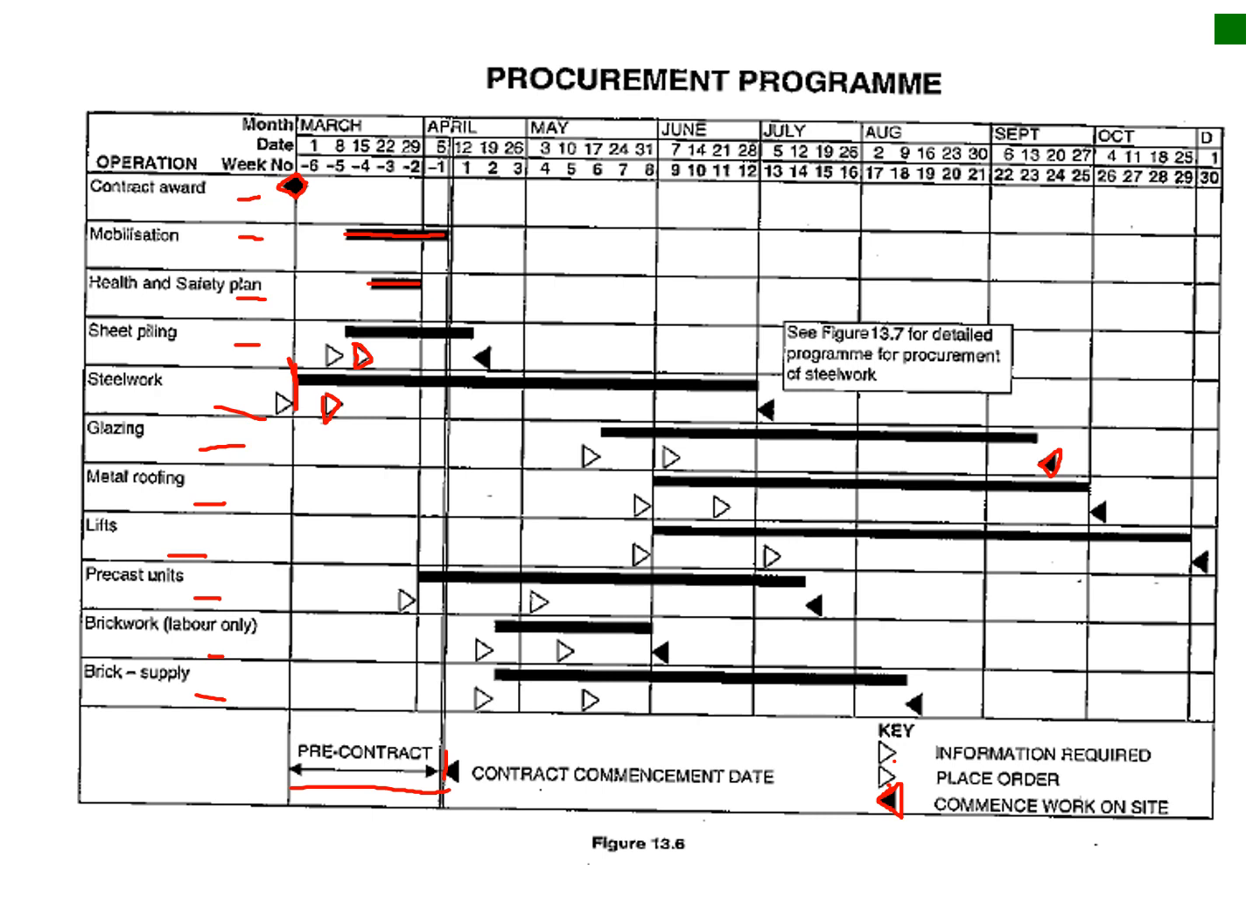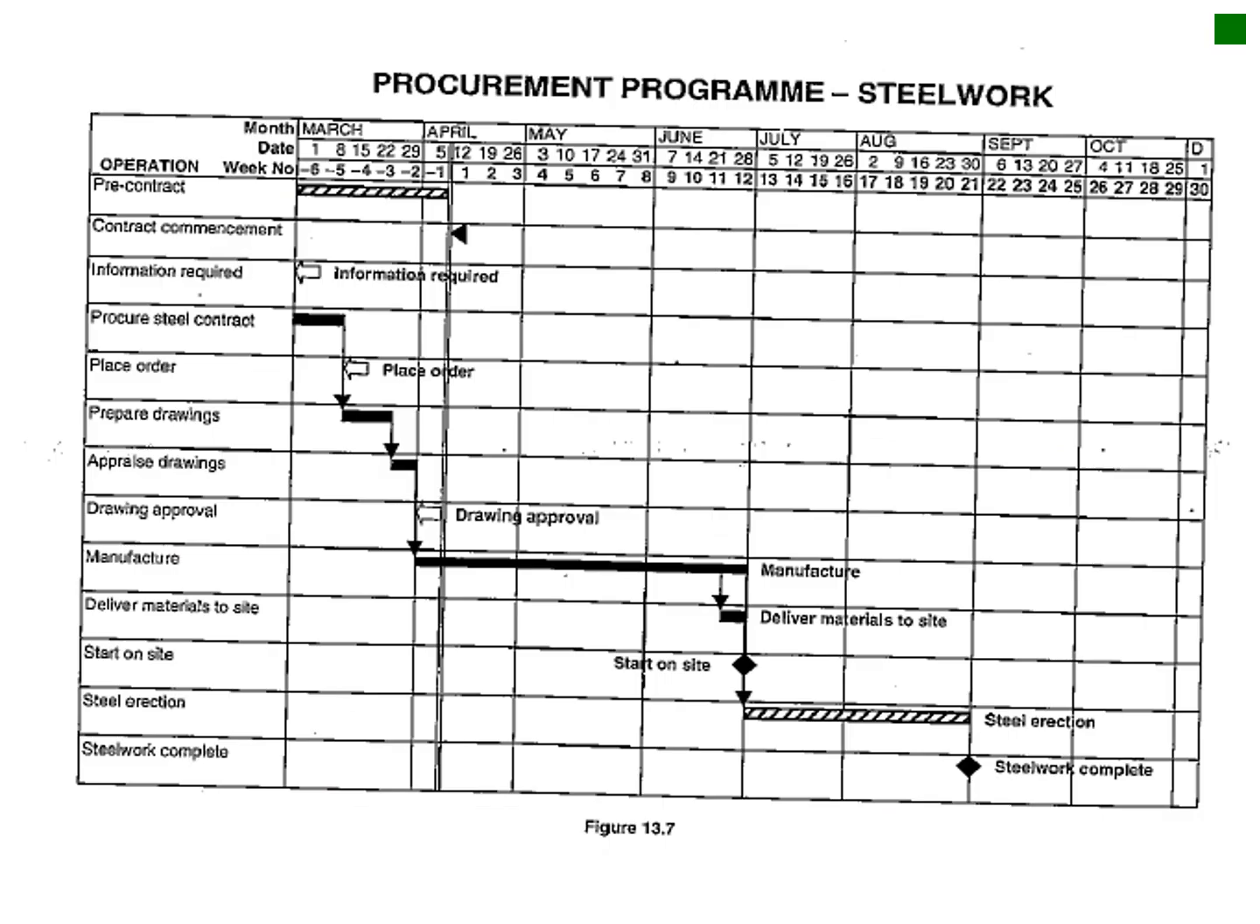So for instance, let's look at steelwork. Information required might be your bending schedule or your design, and then it has to be ordered by this date, so that you can have most of your steel here so that they can start erecting the steel also. Okay, so that's explained a little bit more in the next slide. So procurement of your steel, here you've got your pre-contract, so you've got your contract commencement, information required. Okay, that's now your designs, procurement contract.